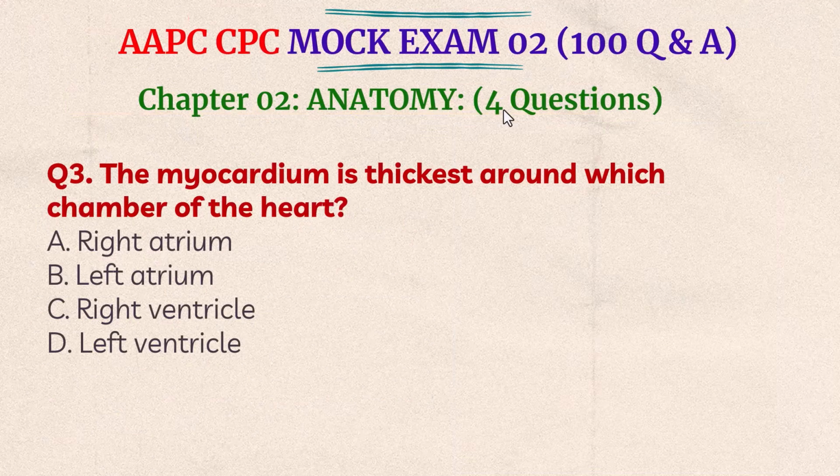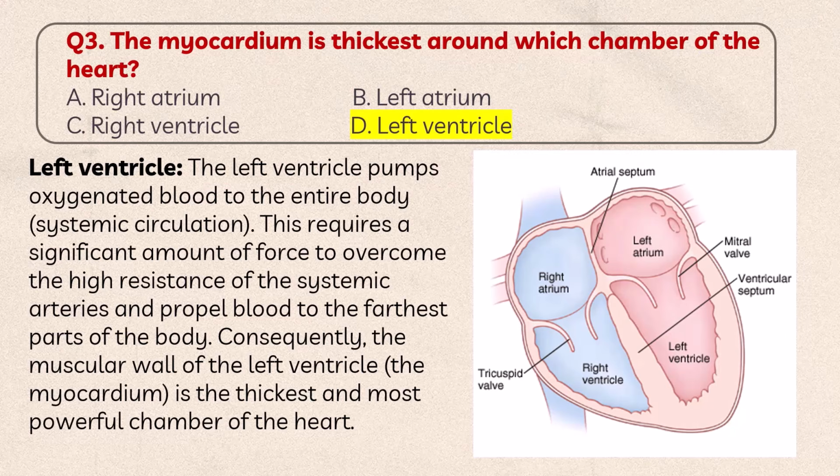Question number 3. The myocardium is thickest around which chamber of the heart? A. Right atrium. B. Left atrium. C. Right ventricle. D. Left ventricle. It's a straightforward question, so answer the question. The correct answer is D. Left ventricle. When you see the 4 chambers of the heart, you can see the left ventricular wall is thicker.